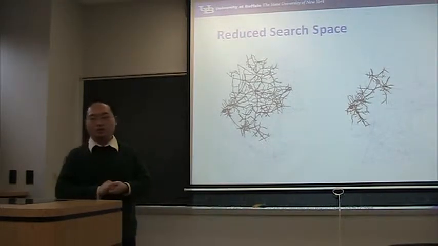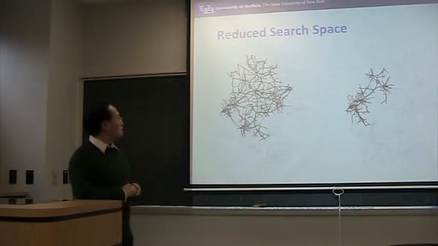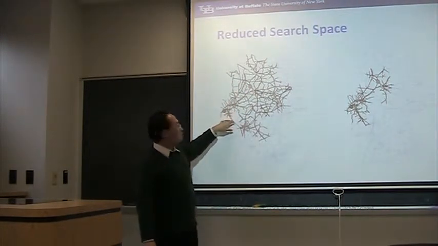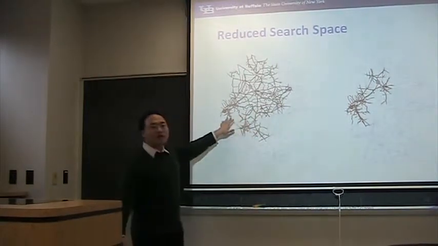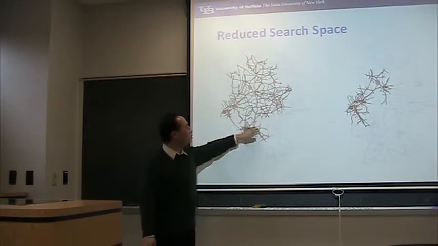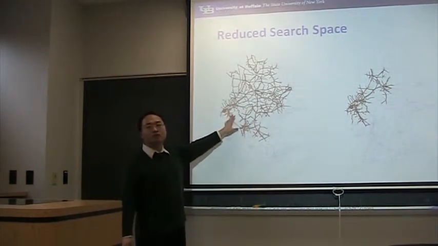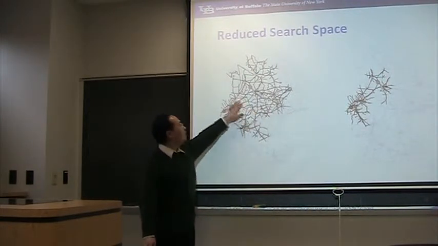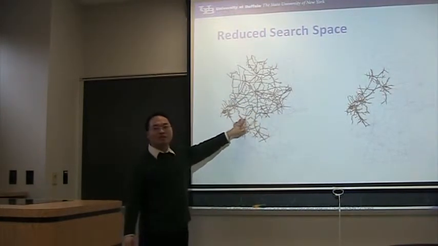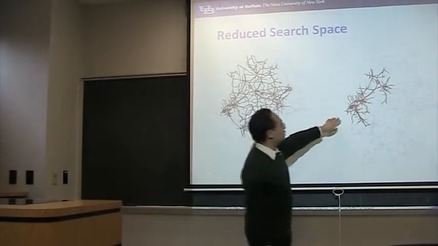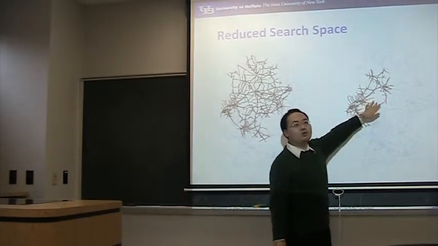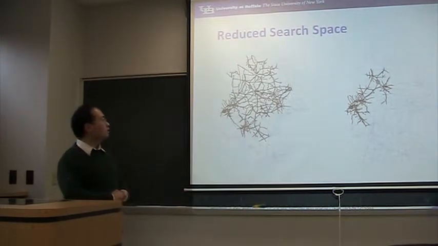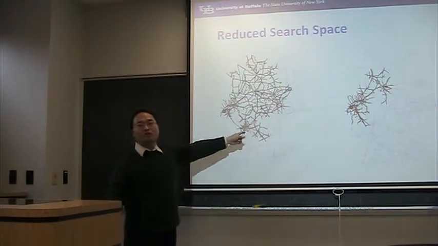This is an example showing you the reduced search space. This is the starting node, this is the end node. If we use Dijkstra, these black links are the links that have been included in the shortest path tree. So you can see a large tree has been created. But if we use bidirectional search, we only explore a small area. That shows the reduced search space, and it's almost 1/4 of that.